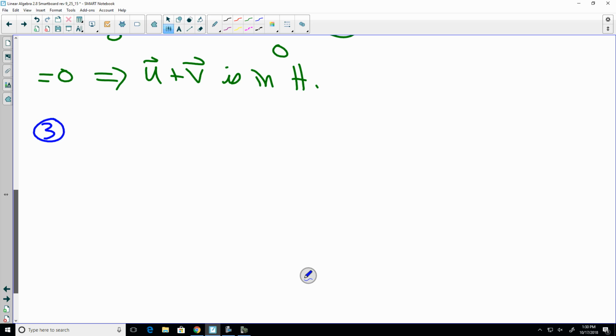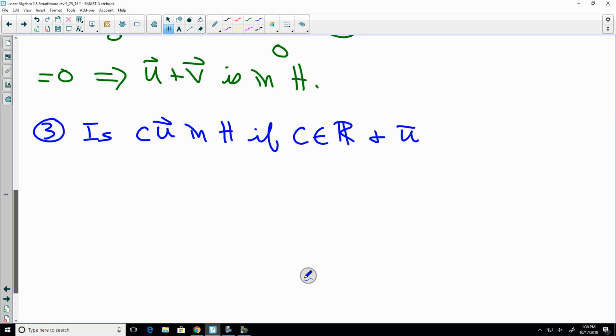All right, third one, we have to show that it's closed with scalar multiplication. So I want to know, is C times U in H, if C is any real number, a scalar, and U is already in H? So I'm going to pick a vector in H. That means the components are a solution to that equation. And I want to know, is a scalar multiple of that also a solution? So C times U is this, right?